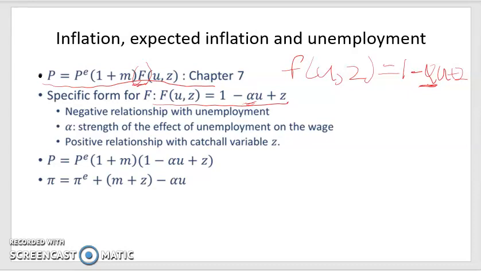So now if we replace the function F by this specific form in the aggregate supply relation, the equation we're going to get is this one. So instead of F of unemployment and catch-all variables, we use 1 minus alpha of unemployment plus catch-all variable Z.